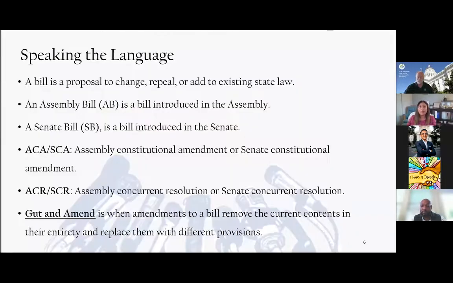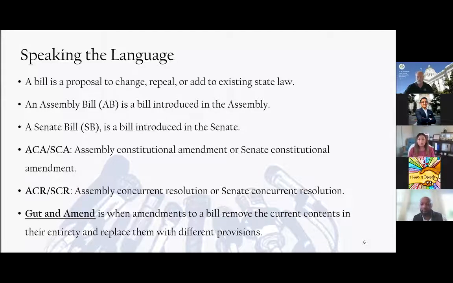Okay, so next slide. Speaking the language, I always want to be helpful and leave you with context, because in our world, and I'm sure in all of your worlds, don't we love our acronyms? There should be a law, no more acronyms.